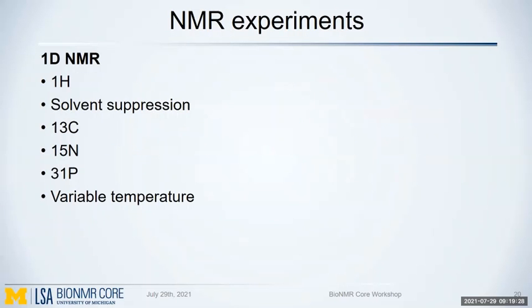Okay, so now we will move on to the NMR experiments. We will start with the 1D NMR experiments. The ones I will cover are 1D proton, 1D proton with solvent suppression, carbon-13 experiments, and some X nuclei experiments. Those are very commonly used 1D X nuclei. The examples I will give are for nitrogen-15 and phosphorus. And finally, I will cover some variable temperature experiments.